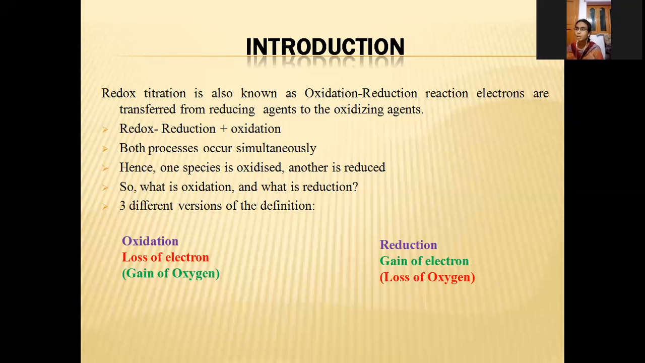So let's see what oxidation and reduction are. Oxidation means gain of oxygen, reduction means loss of oxygen. So oxidation means gaining of oxygen molecules, and reduction means loss of oxygen molecules. We can explain oxidation and reduction in three different definitions. Let's see what the three definitions are.